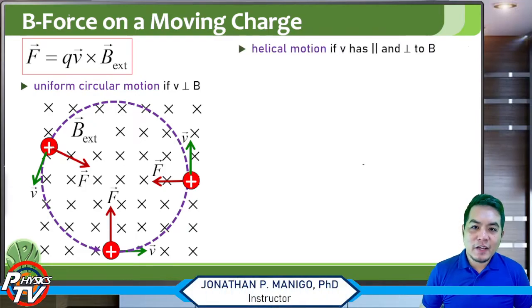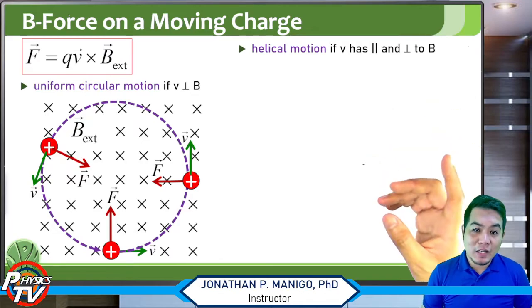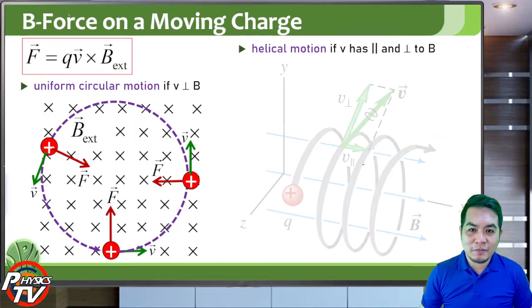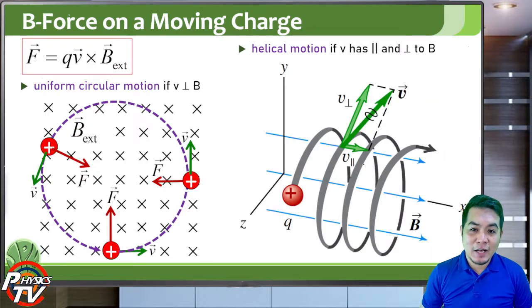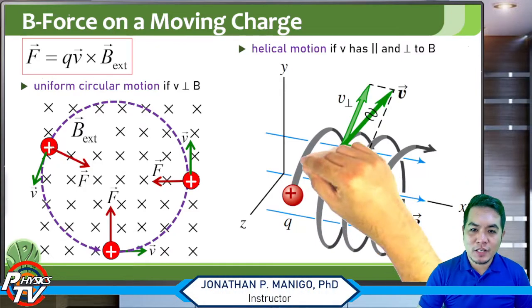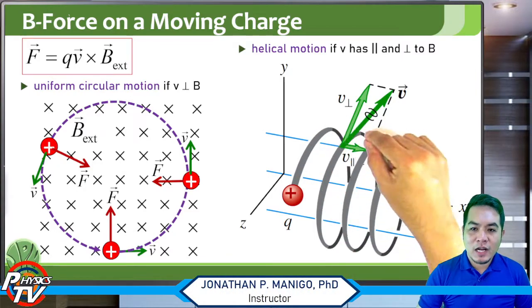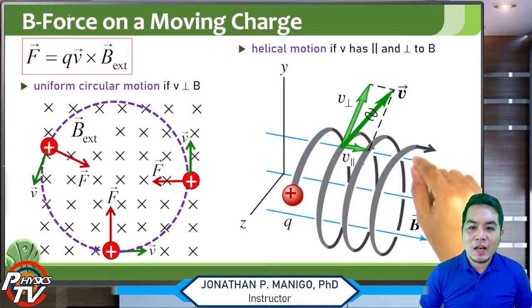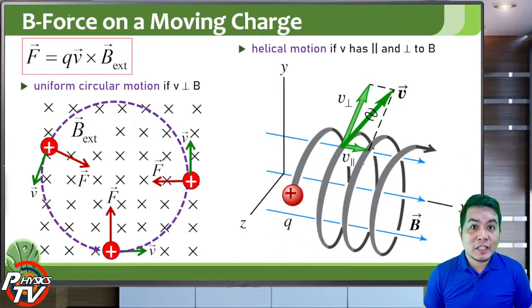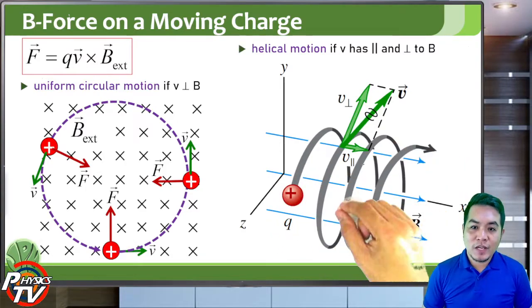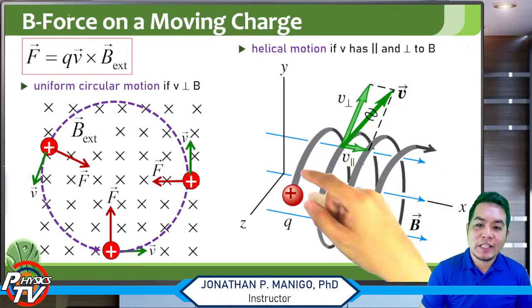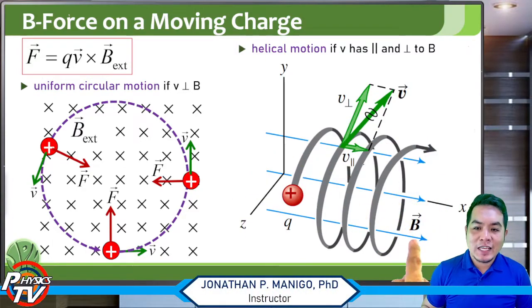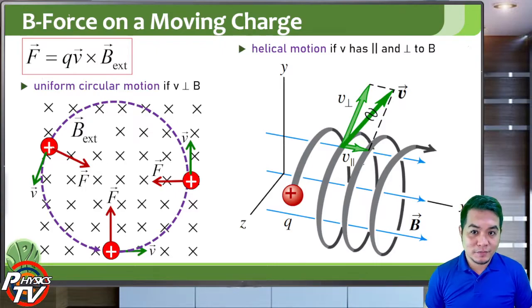On the other hand, if the velocity has both parallel and perpendicular components to the magnetic field, then the motion is a helical motion. If you have a positive charge, it will undergo a helical motion along the direction of the magnetic field. But if it is a negative charge, it will undergo a helical motion in the opposite direction of the magnetic field.